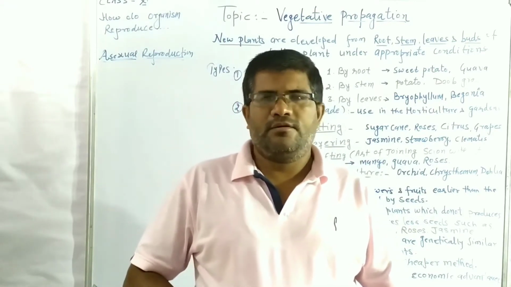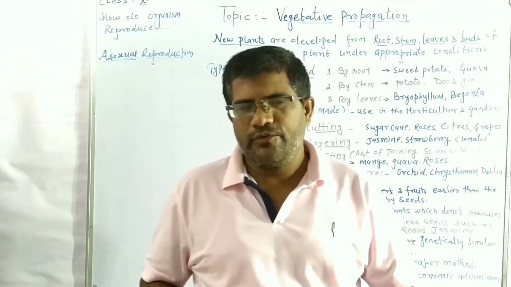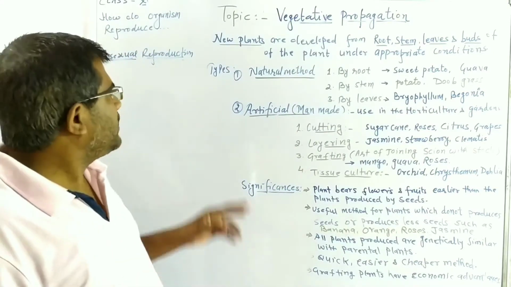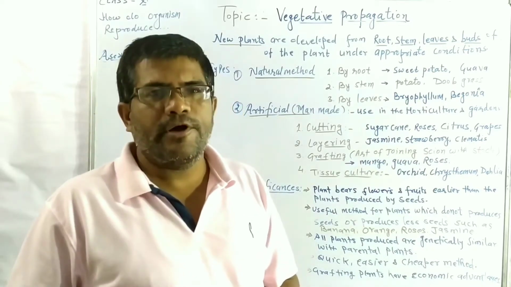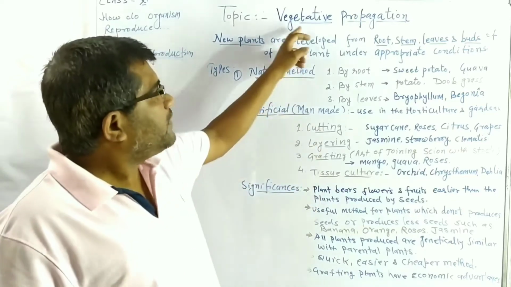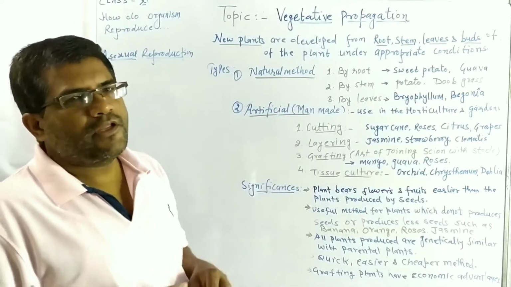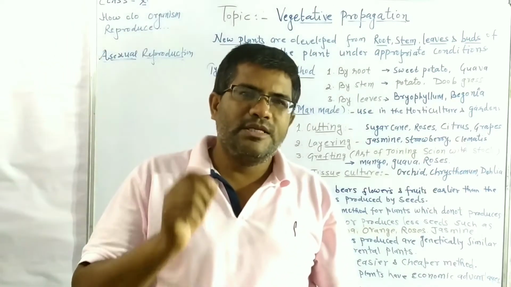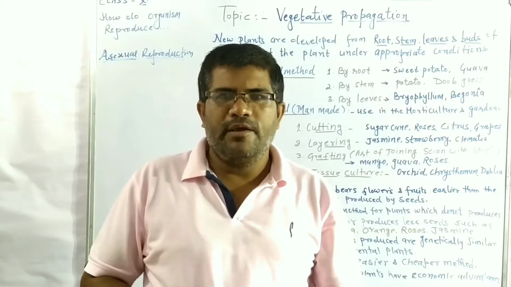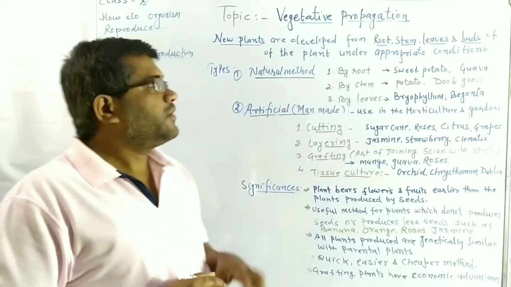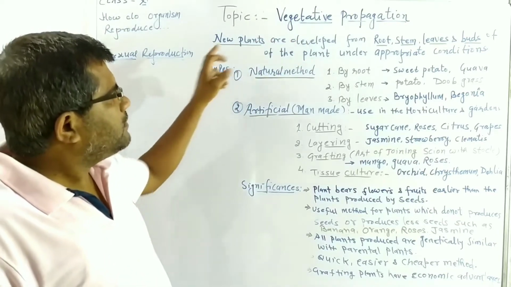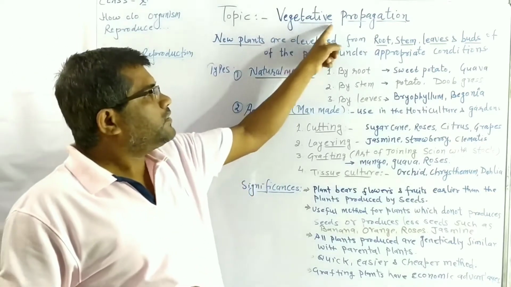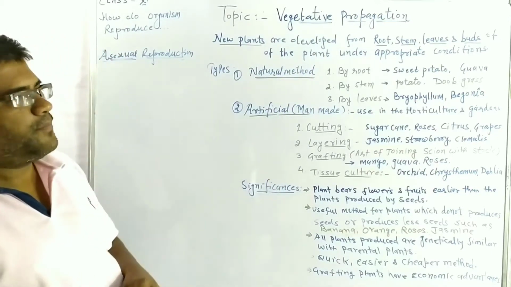Today we are discussing class 10th chapter How do organisms reproduce, and the topic is vegetative propagation. Students, we have already learned about asexual reproduction, cutting, grafting and layering. In vegetative propagation, a single parent is involved, so it is also a type of asexual reproduction. Asexual reproduction means the reproduction where a single parent is involved to produce the baby. So vegetative propagation is also asexual reproduction, because the new plants are formed from a single parent.